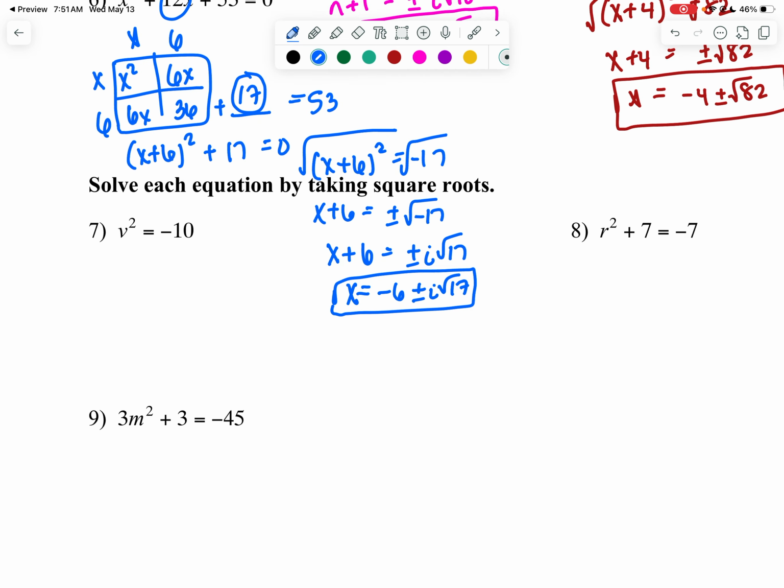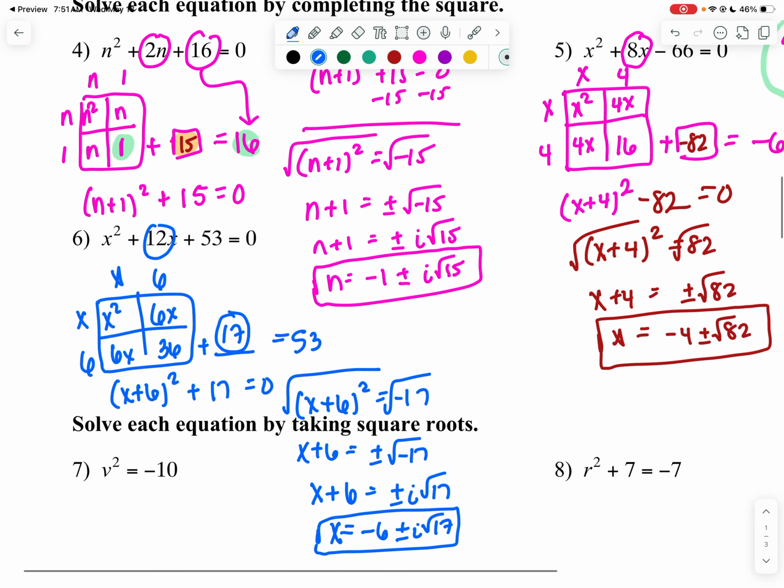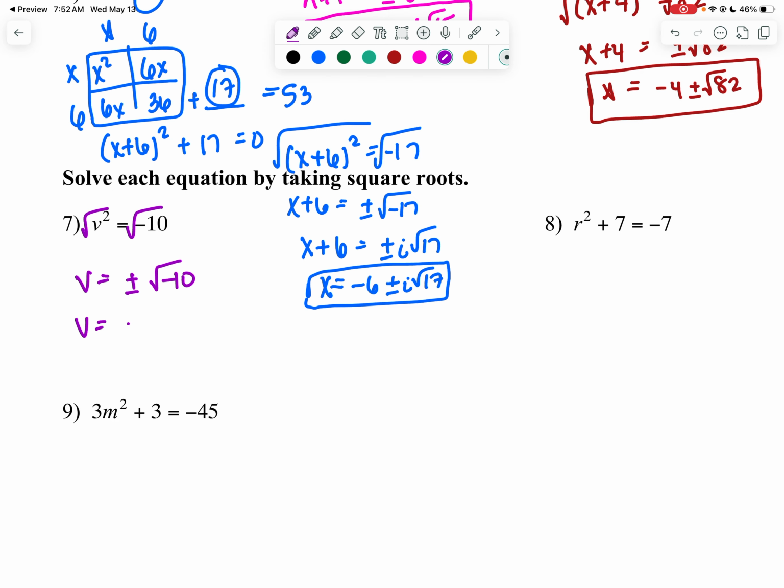For 7, 8, and 9, these are going to be the easier versions of what you did for 4, 5, and 6. So if you know how to do 4, 5, and 6, then you will definitely know how to do 7, 8, and 9. Because for 7, you're just taking the square root of both sides. So then v is equal to plus or minus the square root of negative 10. And that is going to be the same thing as plus or minus i root 10.